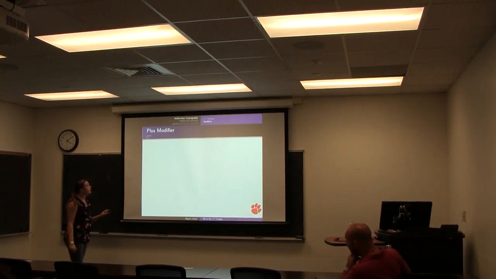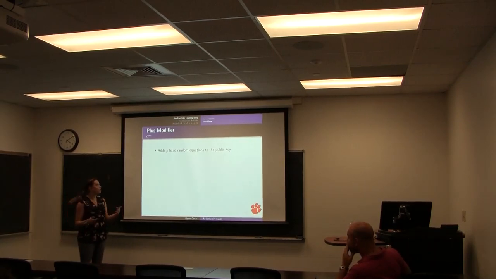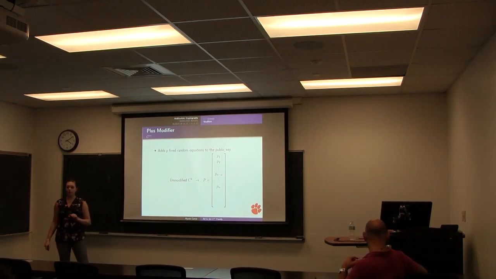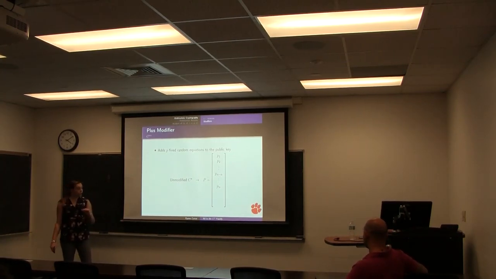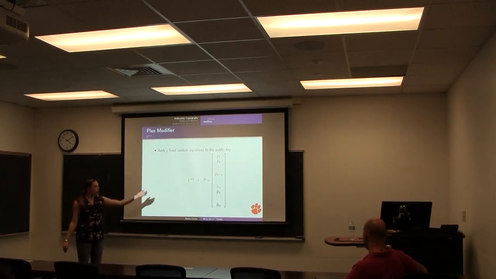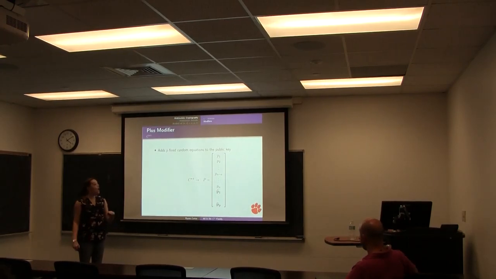We also have a plus modifier. What this is going to do is add p fixed random equations to the public key. So if before I had some public key, and these are all of the equations that I found by composing t, f, and u, then what I'm going to do is come up with p more equations and just append those on the end. When I say random, I mean random in the sense that I'm just grabbing them and sticking them on there. But once I have them published, they stay the same. They're not changing every time. So they're fixed random.